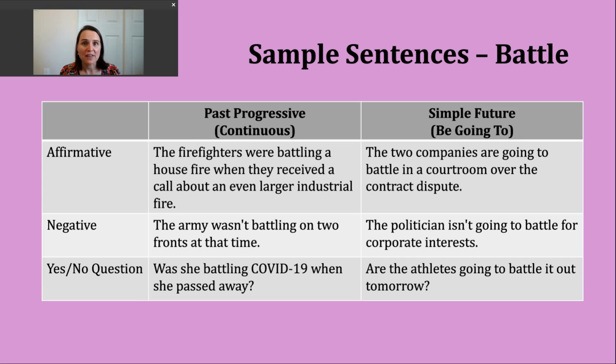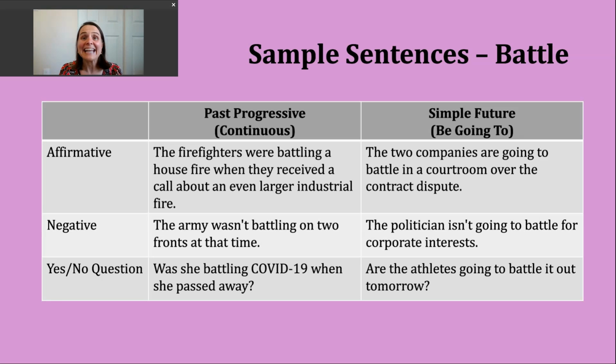And then after that, we're going to follow the same structure. So we have our form of be, going to, and then the base verb. Let's look at an affirmative example. The two companies are going to battle in a courtroom over the contract dispute. So again, this idea of they're going to have a disagreement, a dispute of some kind.